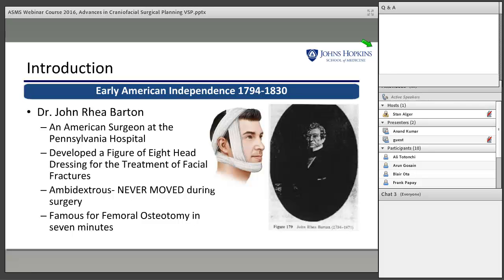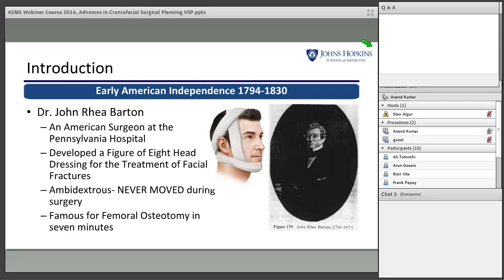So what's the real history? The real history is that this starts with people always trying to deal with issues of the broken bone, either through iatrogenic issues, facial trauma, or specific facial osteotomies. It really starts with John Rhea Barton, an interesting American surgeon at the Pennsylvania Hospital, who was the first person to develop the figure of 8 facial dressing for facial fractures. He never moved during surgery and was ambidextrous, and his most famous move was a femoral osteotomy in 7 minutes. This was the rudimentary beginning of control of the skeleton.